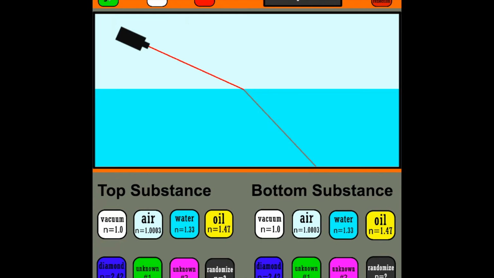So once again, if the student can understand the concept that the light bends or breaks, that's going to be key to understanding this.